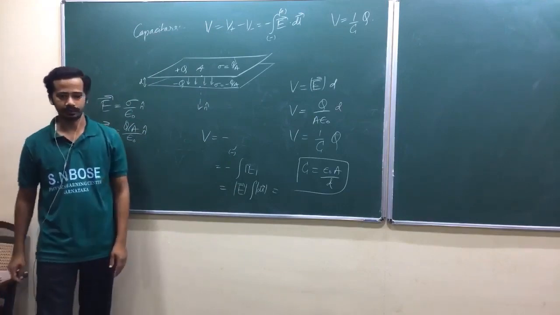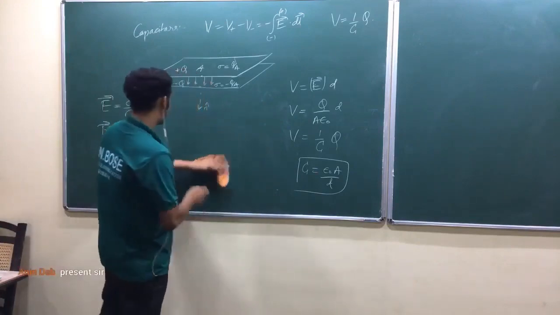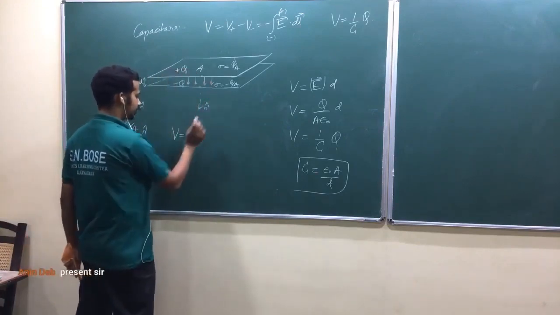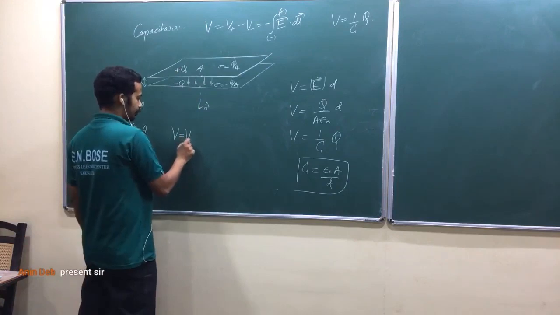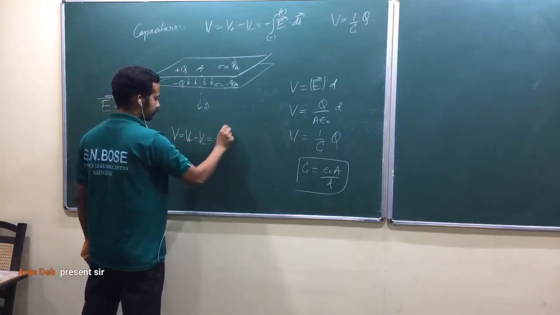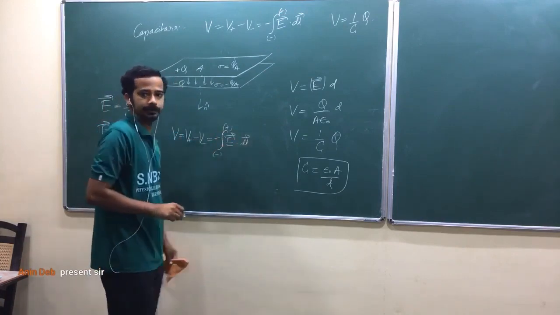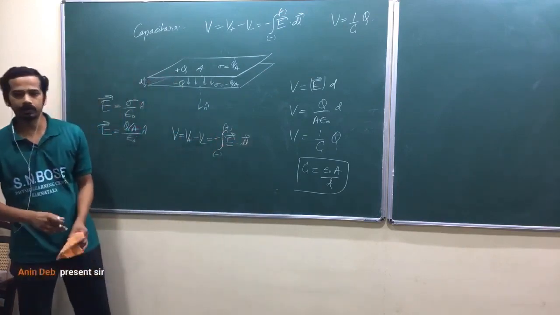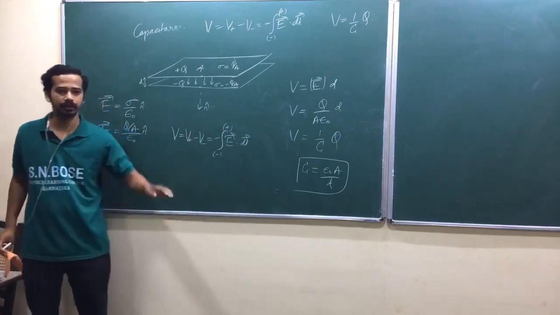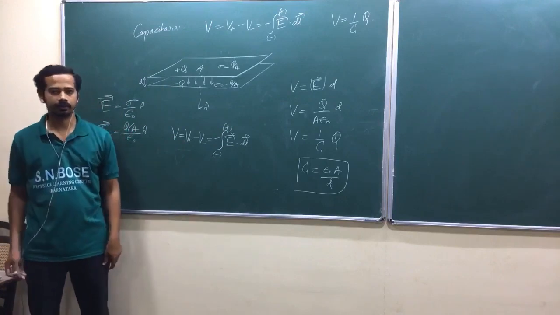So do it yourself again. You have to line integrate from the negative plate to the positive plate, then that's called the potential difference. V plus minus V minus, negative plate to positive plate, E bar dot dl bar. Remember, in this case, you have to take care about the dot product because dl is positive. You are moving with increasing L. Is that okay?